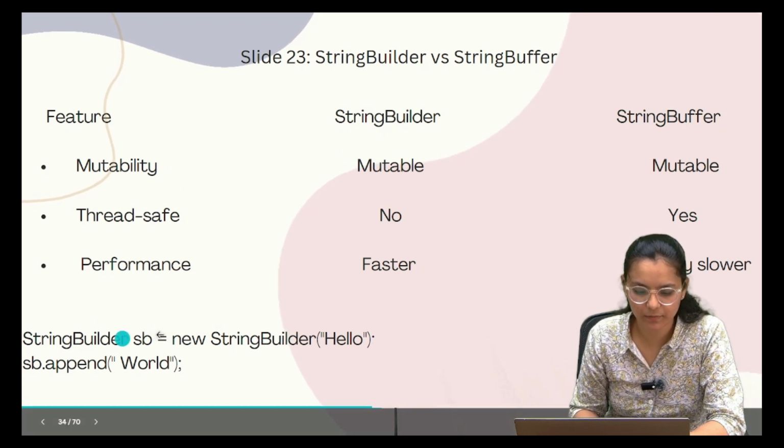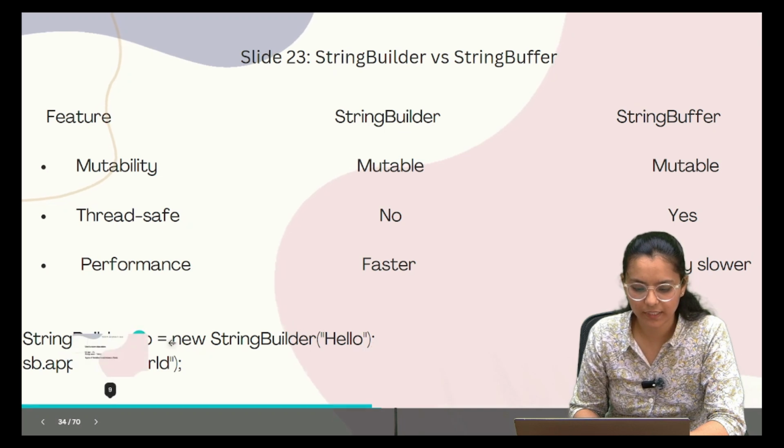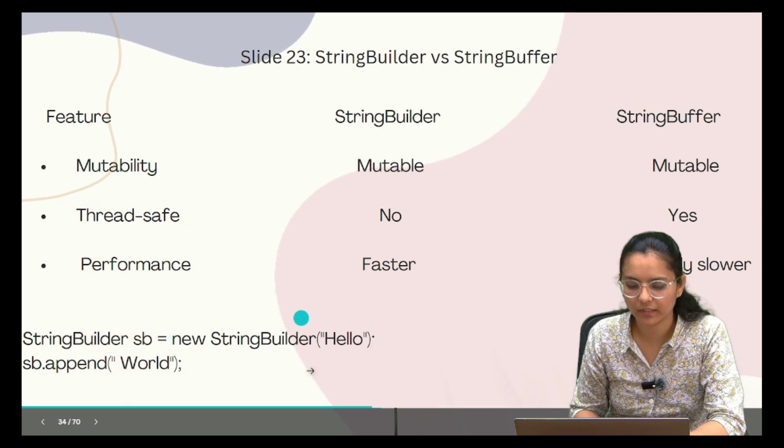Let's see the syntax format. StringBuilder sb equal to new StringBuilder, and in the brackets we give the string. Then sb.append, and here we write the next thing, world.